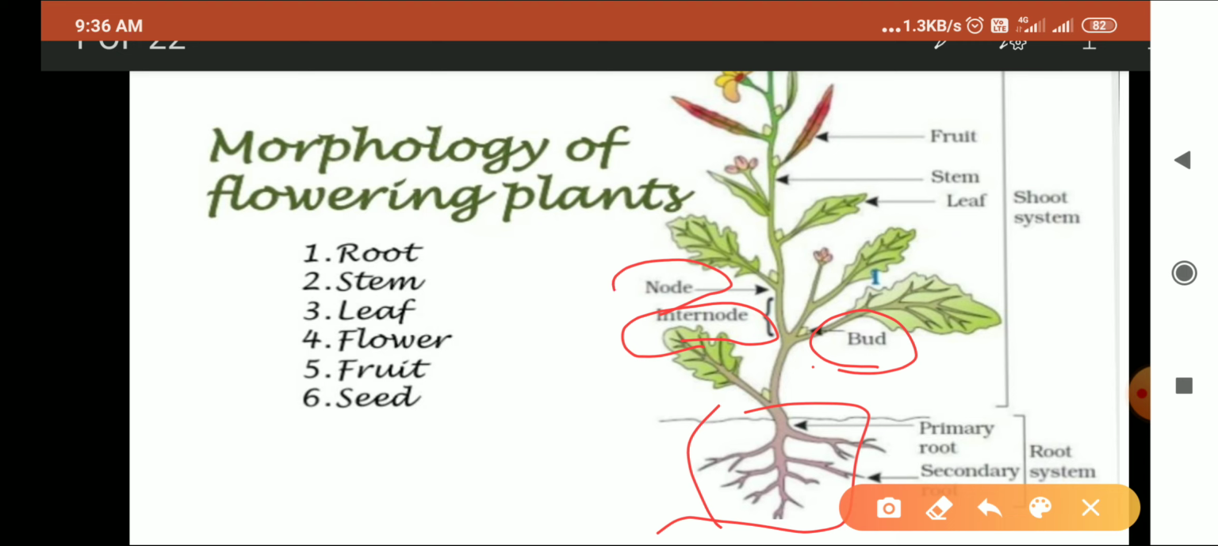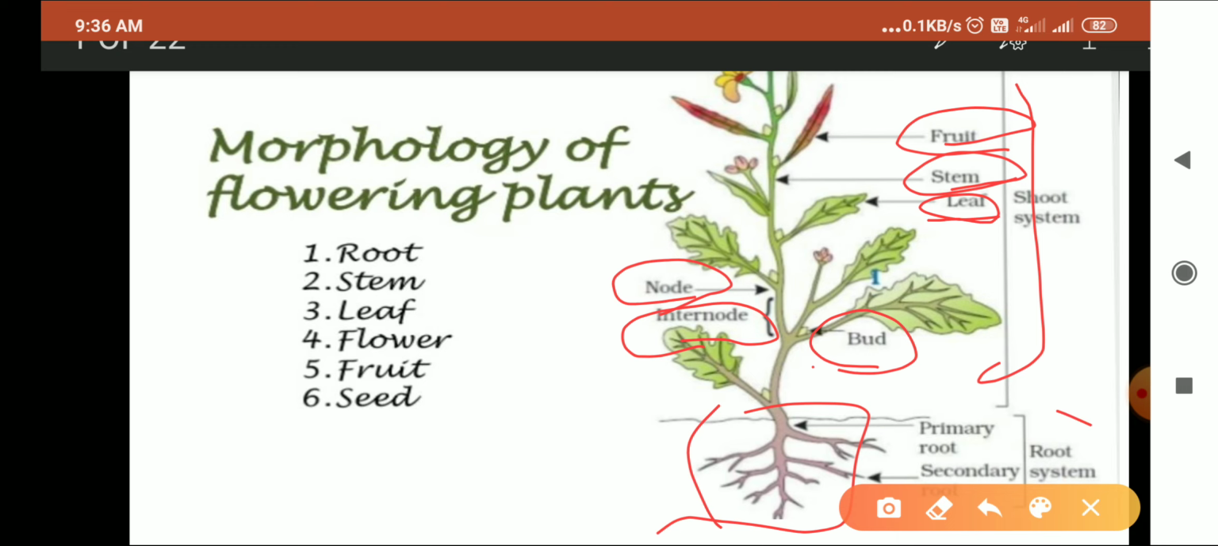Then we have node. Node is the part from where the leaf arises. Then we have the leaf, the main stem, and the fruits. This is termed as the shoot system.